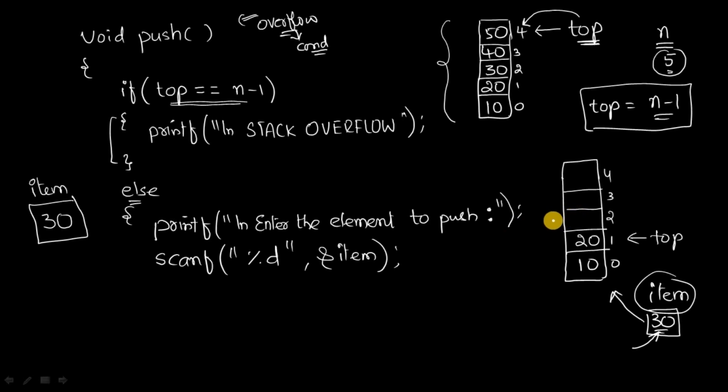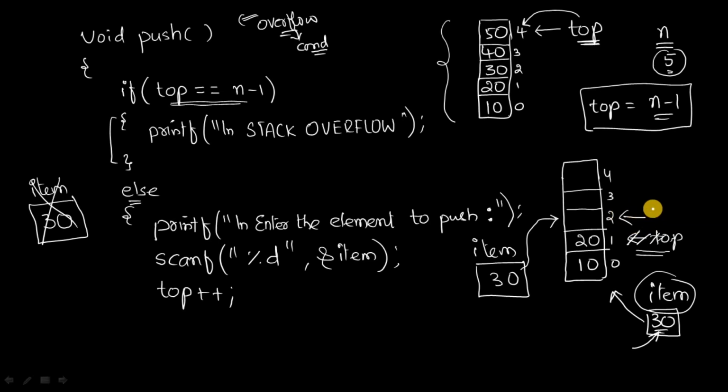Now I am taking this item here for my convenience, 30. Now I have to copy this 30 here. So for that, what do I have to do? First of all, increment the top. So write top plus plus. With that, top will be incremented and now top value is 2, right, and now 30 has to be copied into this box.